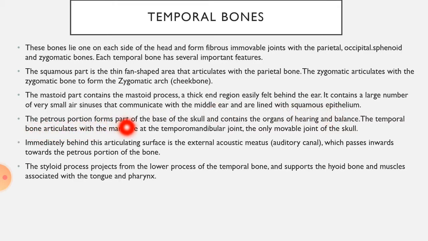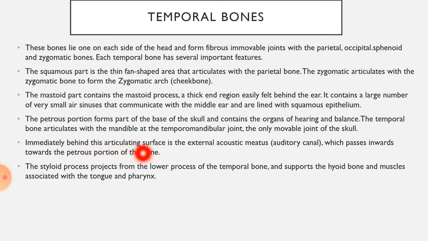The petrous portion forms part of the base of the skull and contains the organs of hearing and balance. The temporal bone articulates with the mandible at the temporomandibular joint. This is really very important. This joint is also known as the TMJ, which is the only movable joint of the skull.